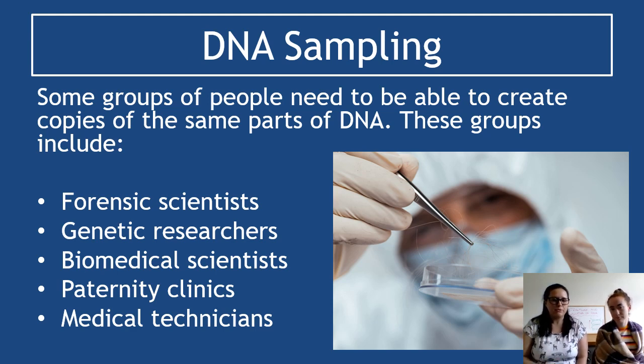Now there are some groups of people who need to be able to create copies of the same DNA. These groups might include forensic scientists who are investigating a crime scene. So the idea is you've got a tiny sample at a crime scene and you need more of that sample to do your DNA testing on. Genetic researchers, so you've got one person who's got a really rare genetic disease and you cannot be going and stabbing them and collecting skin samples all the time. You need to take one sample and then just keep copying it so you don't really ruin that person's life.